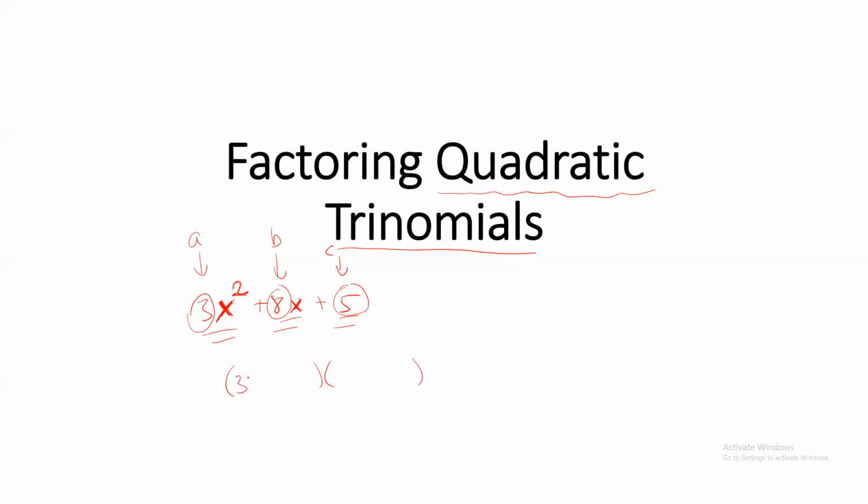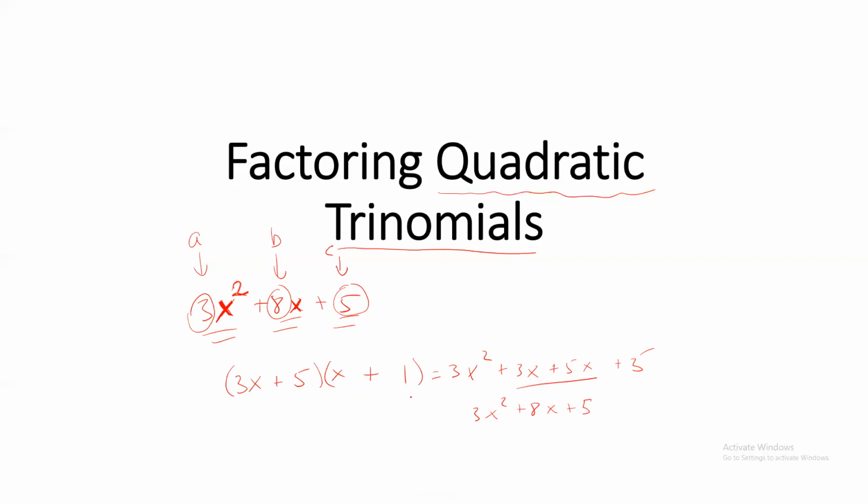In this case, the answer, and don't worry about how we get there, I'll just say the answer is 3x plus 5 times x plus 1. We have an x term and a number, an x term and a number, right? Two binomials multiplying. And you can verify, by the way, that I'm not lying about this. 3x times x is 3x squared. 3x times 1 is 3x, 5 times x is 5x, and 5 times 1 is 5. And when I combine the two like terms, I'll get 3x squared plus 8x plus 5.